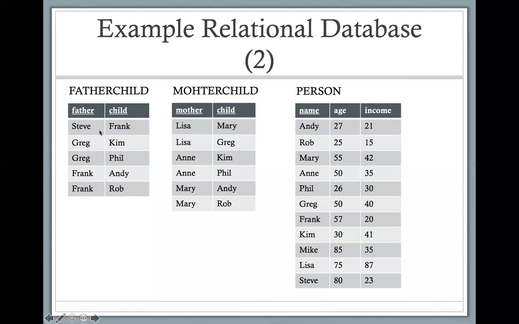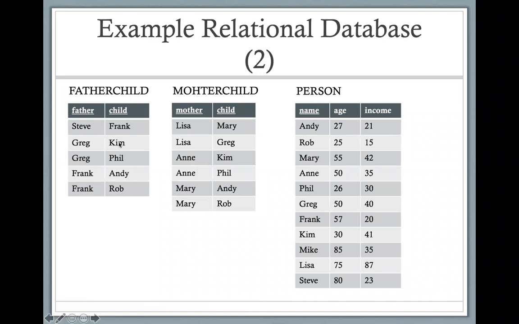So let's see, for instance, Steve and Frank. Let's see the income of Frank. What is the income of Frank? It's 20. What is the income of Steve? It's 23. So does Frank make more than his dad? The answer is no. So this record should not be returned.